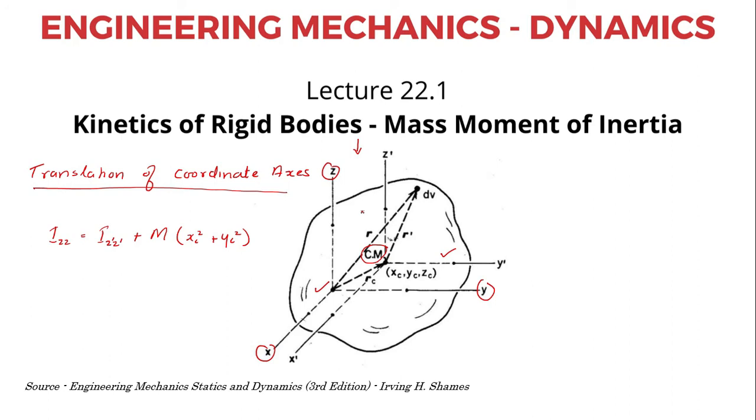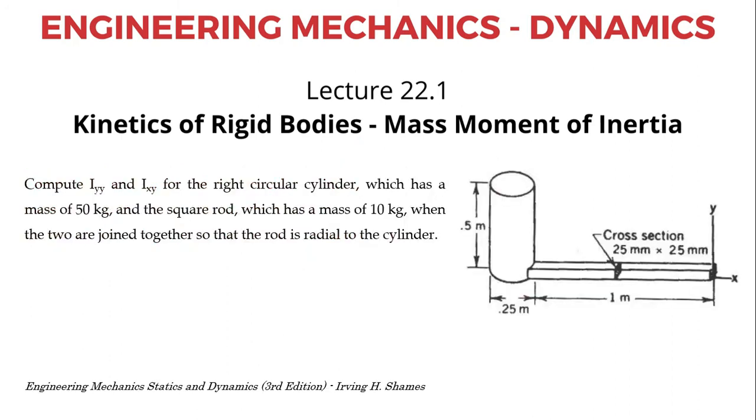Now let us solve a problem here. Compute Iyy and Ixy for the right circular cylinder which has a mass of 50 kilograms and the square rod which has a mass of 10 kilograms when the two are joined together so that the rod is radial to the cylinder. In this question, the x-axis and the y-axis are shown here. We have to find the moment of inertia Iyy and the product of inertia Ixy.